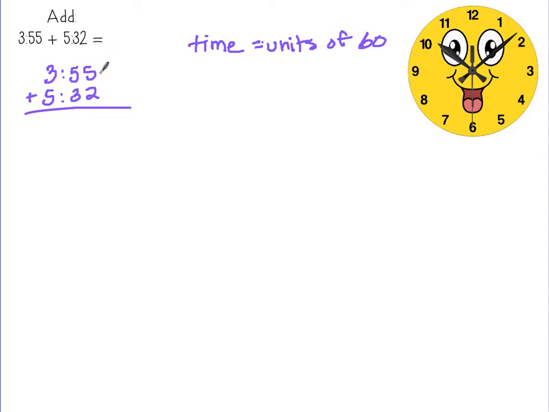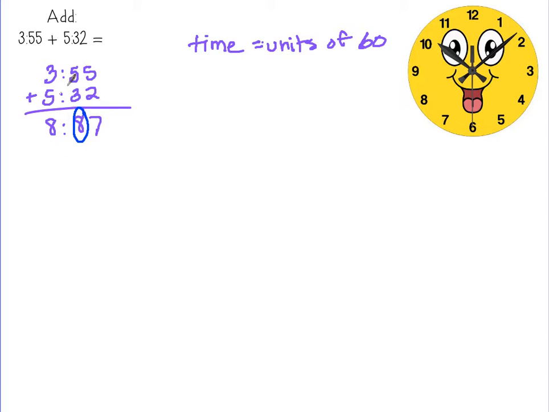So in this case, if you just add, you get 5 plus 2 is 7, 5 plus 3 is 8, and 3 plus 5 is 8. Well, the problem here is our 87. You can't have 87 when we're talking about time. So there's a couple ways that you can do this. Typically, when you're just going to add time like this, we're going to look at it as base 60.